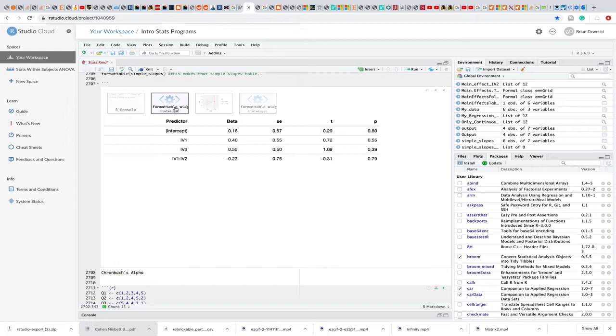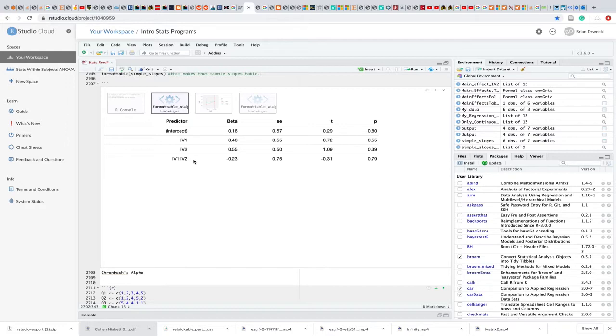Now, I know you're not seeing it, but what we have here is a dependent variable equals the beta of the independent variable times the actual value of the independent variable, plus the beta of the other independent variable times the actual value of that independent variable, plus the beta of the interaction term times the value of independent variable 1 times the value of independent variable 2.